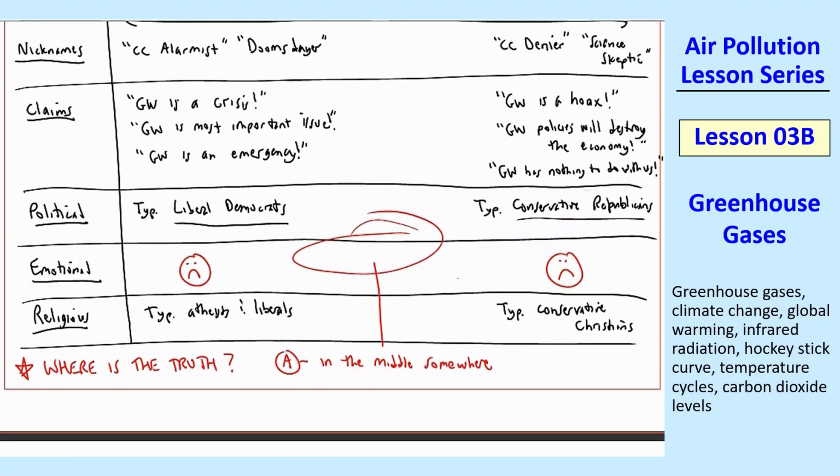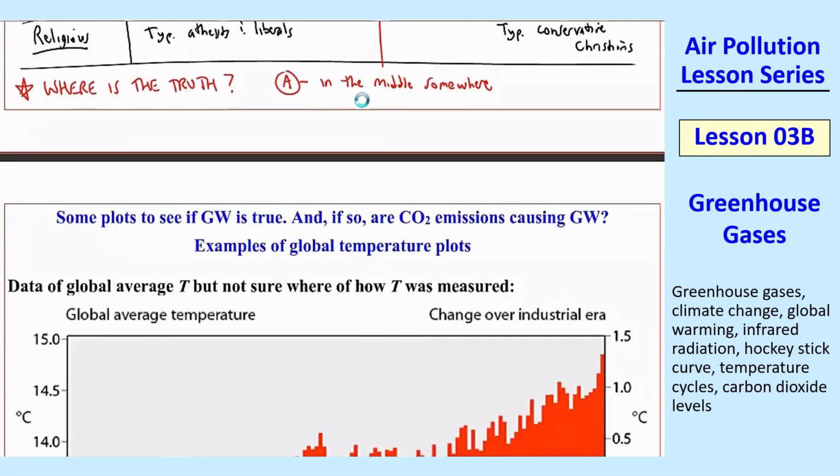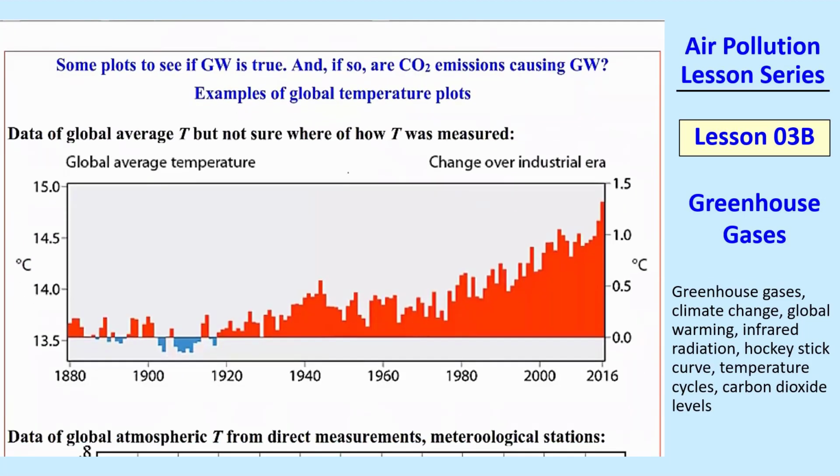So what I'm going to do today is just look at various evidences, as much as I could gather from the internet mostly, and try to stay neutral on all this, as much as possible, and just look at the facts and give you kind of both sides of the argument here. So I'm going to look at some plots to see if global warming is true, and if so, are the CO2 emissions causing global warming?